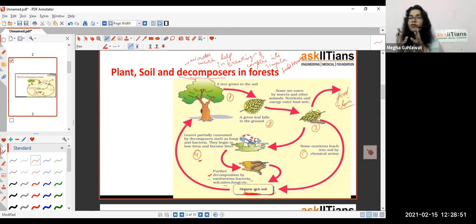That means a very fertile soil will be present, which will in turn lead to the growing of a very beautiful large tree, from where it all started. So you see, there's a constant interaction of plants, soils, and decomposers in the forest, which is super interesting and super important to learn.